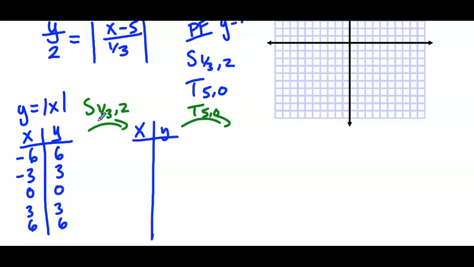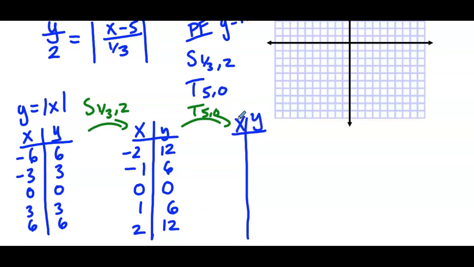Okay, so multiply x by 1/3, y by 2. So we get -2, 12. Then we get -1, 6, 0, 0, 1, 6, 2, 12. And then we translate 5, 0, so add 5 to each x. So we get 3, 12, 4, 6, 5, 0, 6, 6, and 7, 12.